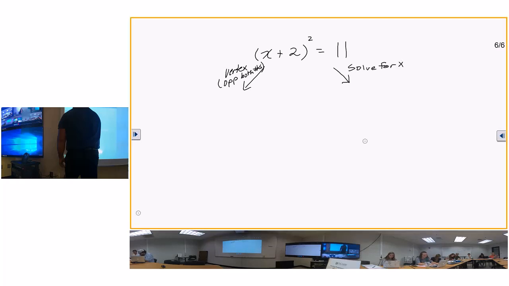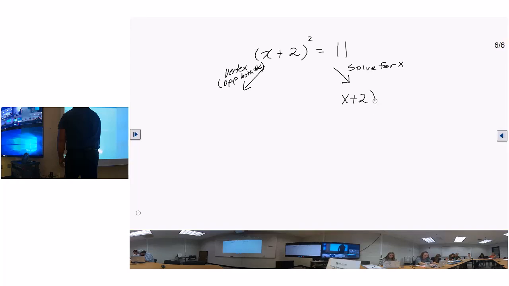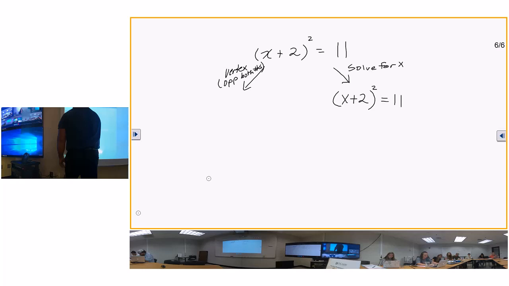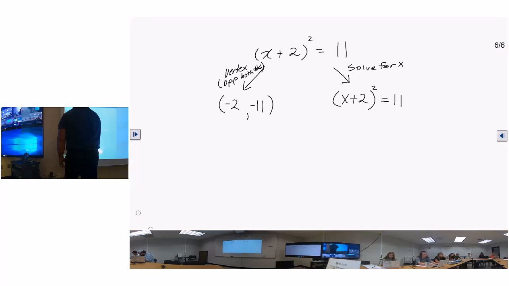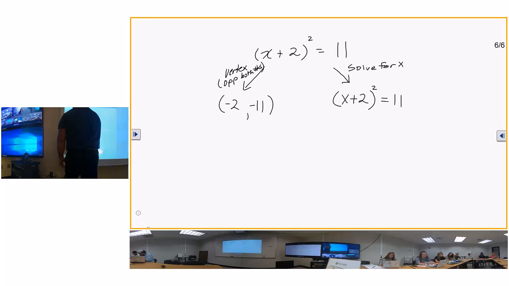So I'm going to rewrite the equation down here. And over here, I'm going to take the opposite of my 2 numbers. What's my 2 numbers? 2 and 11. So what's the opposite of 2? Negative 2. What's the opposite of positive 11? So there's your vertex. It's always the opposite. Don't reinvent the wheel. It's always the opposite.